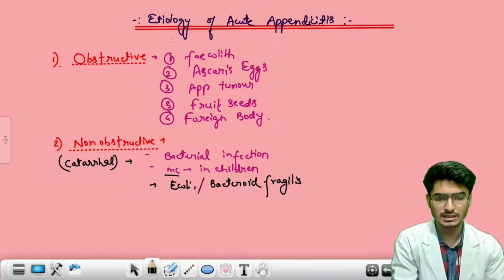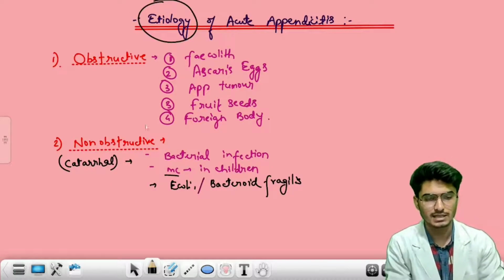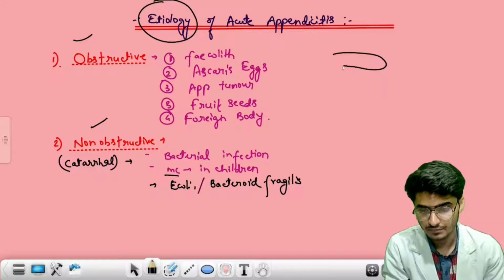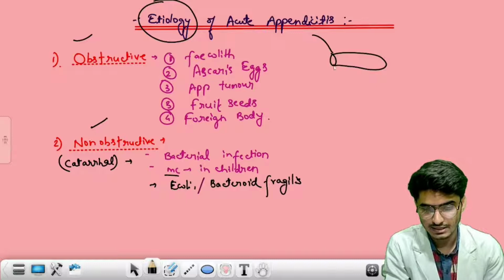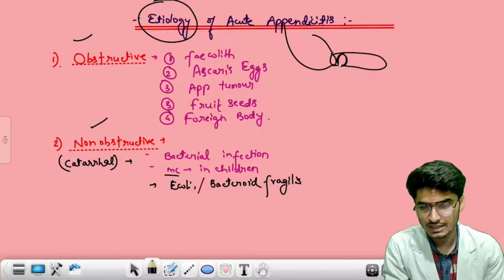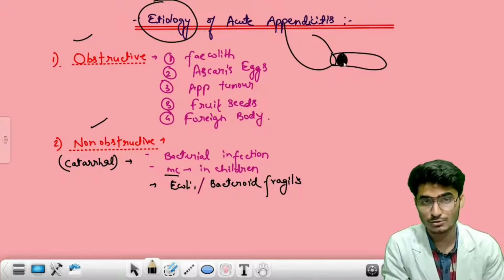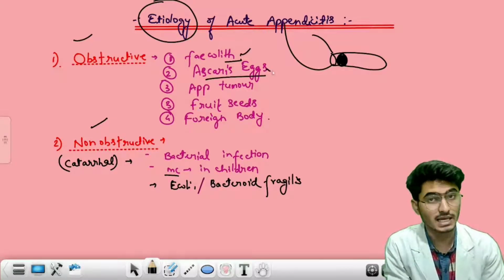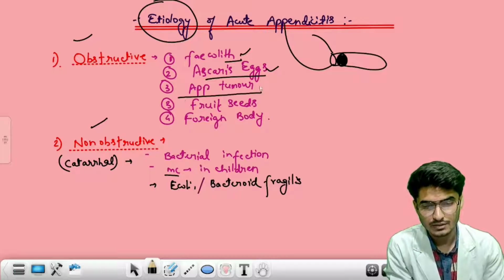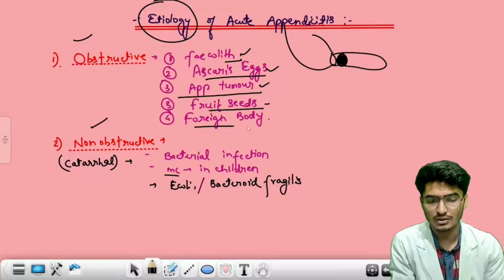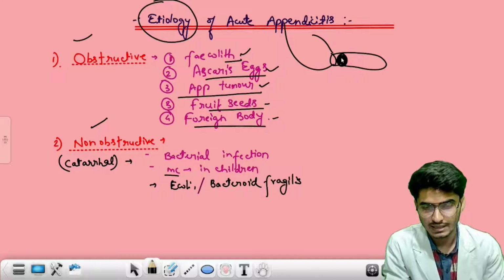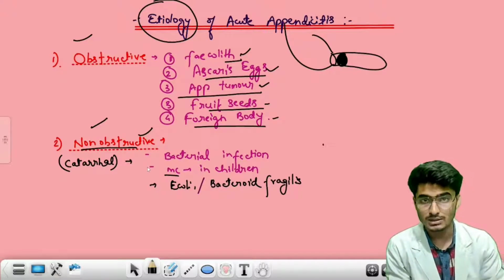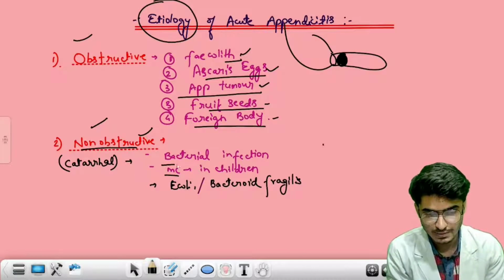So now the etiology of this disease is obstructive and non-obstructive. The obstructive is, that is the appendix, and that is the cecum here. Something is getting lodged here, causing the obstruction. It can be a feculith, ascaris eggs, an appendicular tumor, fruit seeds or any foreign body obstructing here.